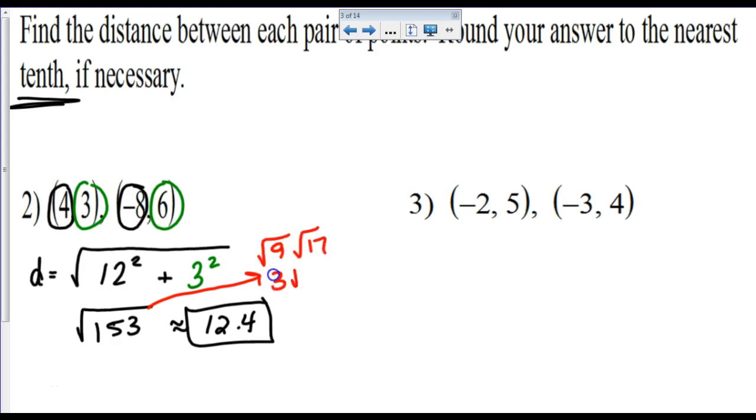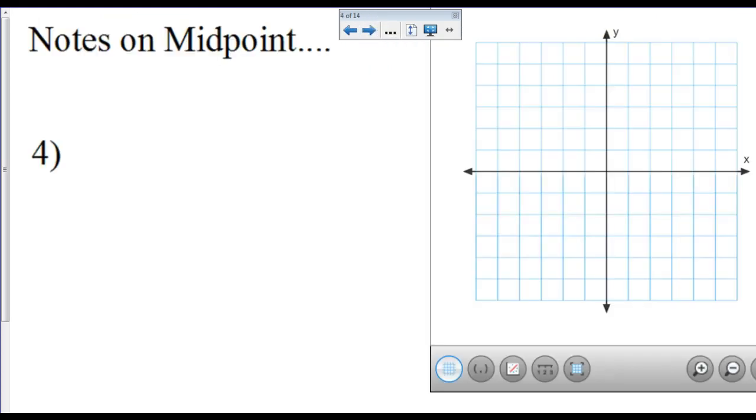So the exact answer would be 3 squared of 17. Since the directions did say round to the nearest tenth, we're going to go with that. All right, same thing here on number 3. You're just going to find the distance between the 2 points. So for the sake of everyone's time, I'm just going to skip that one.